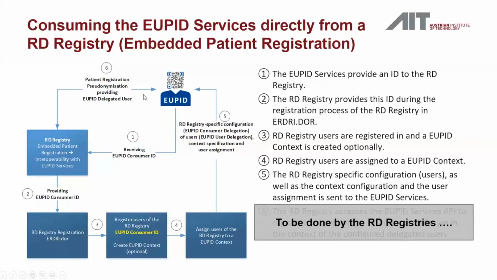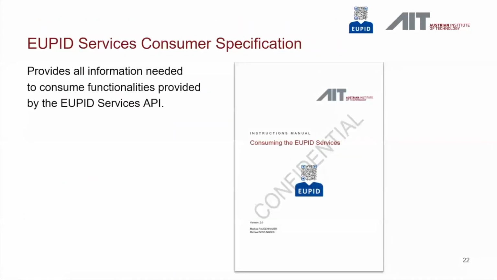This is the patient registration call process. As already mentioned, there is a EUPID services consumer specification. All the information needed to consume the functionalities provided by the EUPID service API, in particular for doing a patient registration and pseudonymization, is provided in this document.